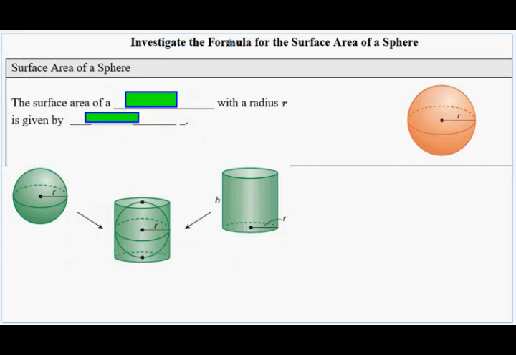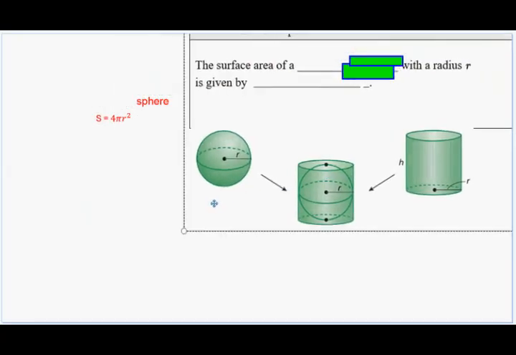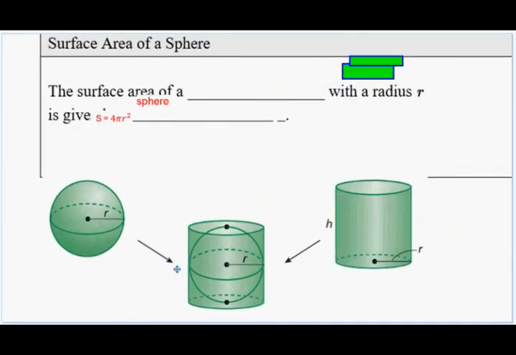Here, we are going to investigate the formula for surface area of a sphere. The surface area of a sphere with radius r is given by surface area is 4 pi times the radius squared. Now, I believe this picture goes to something we're going to be looking at on the next slide. So I'm just going to make this bigger so I can flip back and forth to it.